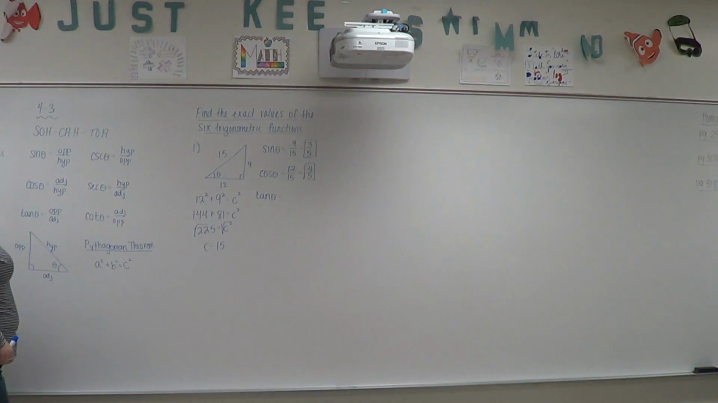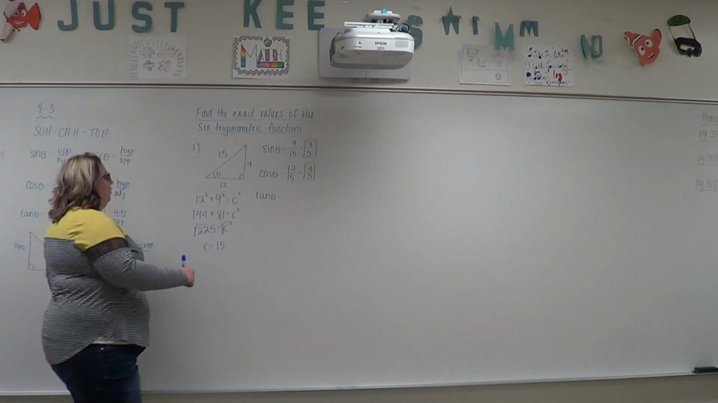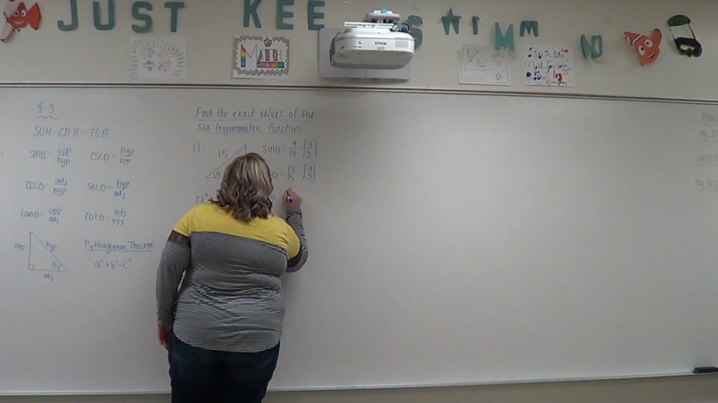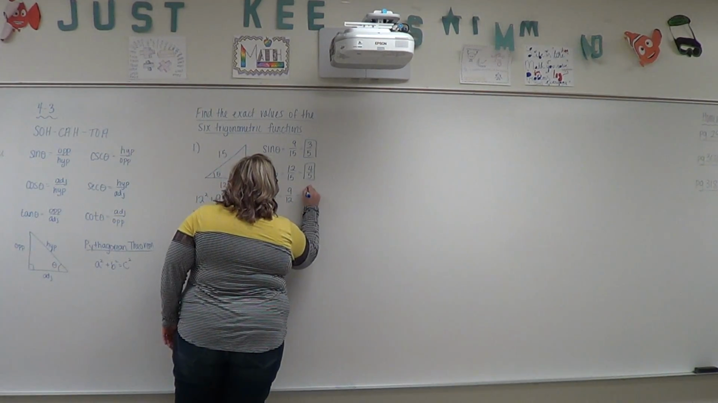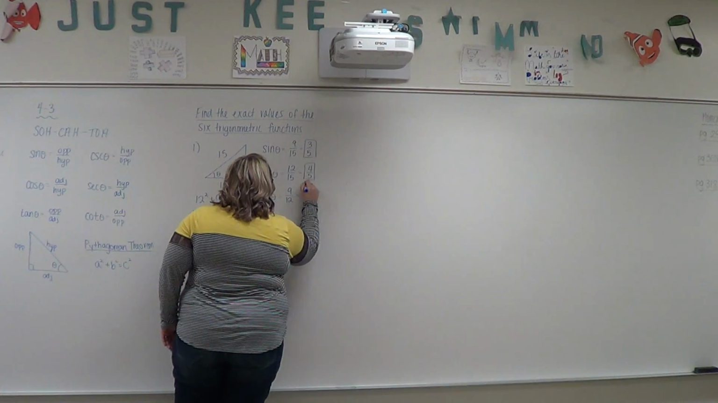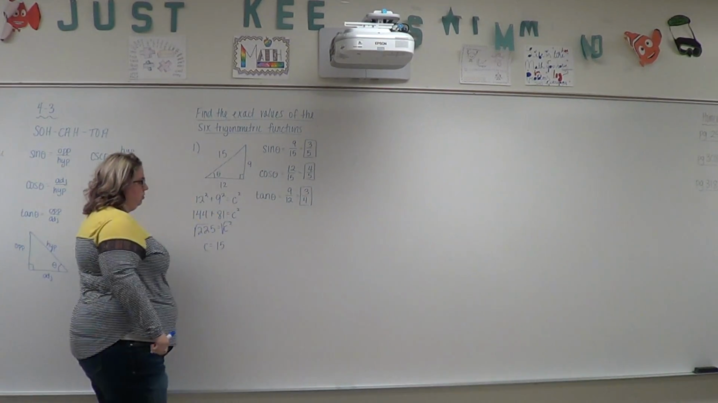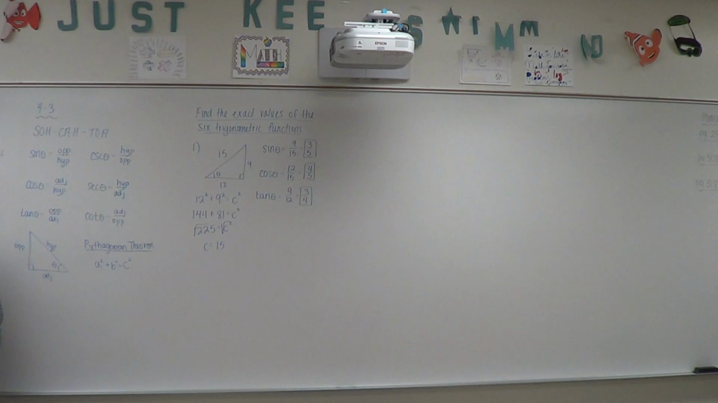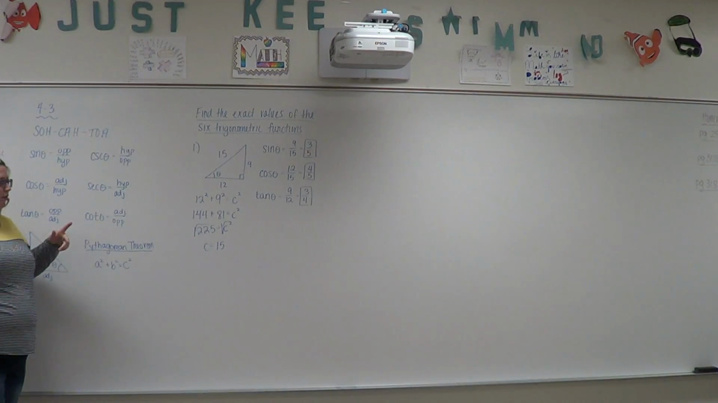Okay, tangent's equal to opposite over adjacent. So what's my tangent going to be? 9 over 12, good. And those are both divisible by 3, so 3/4. Okay, the other 3 are reciprocals. So we're going to take our answers and we're just going to flip them.